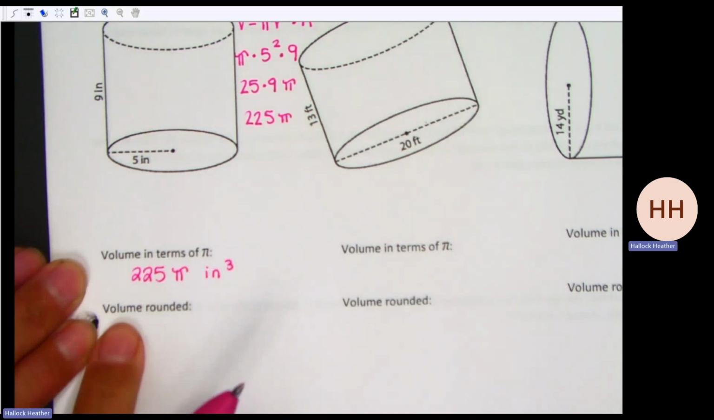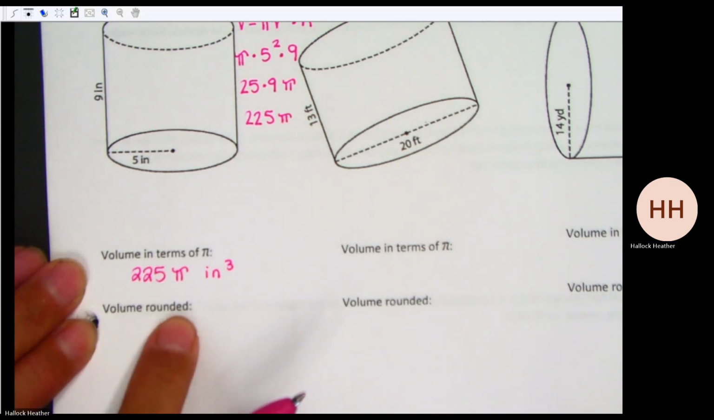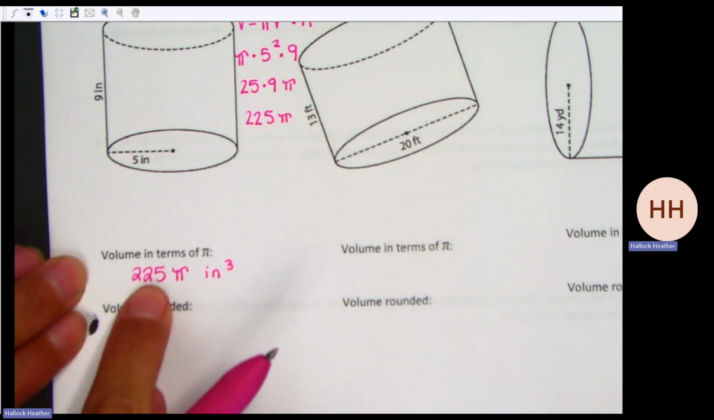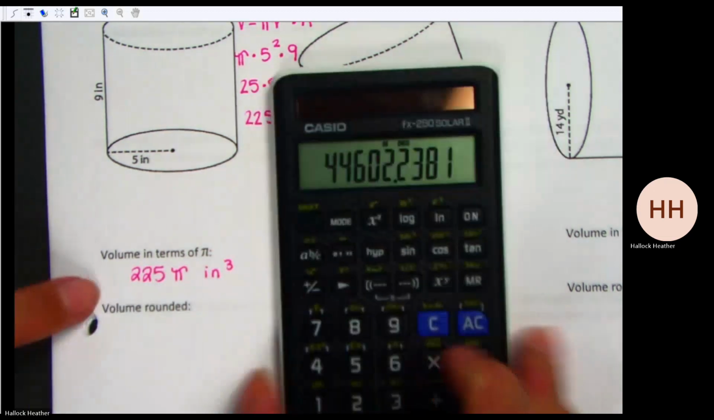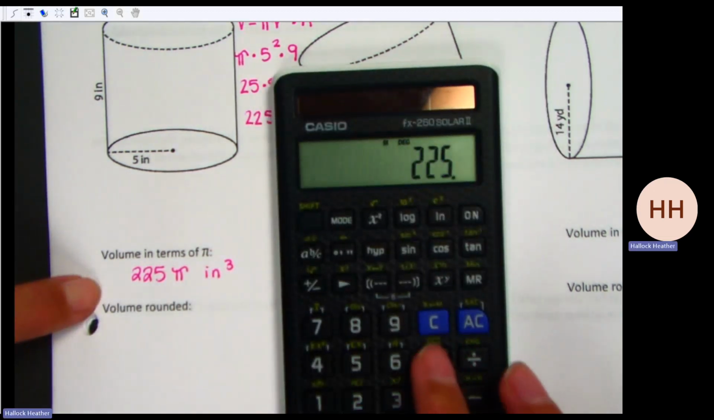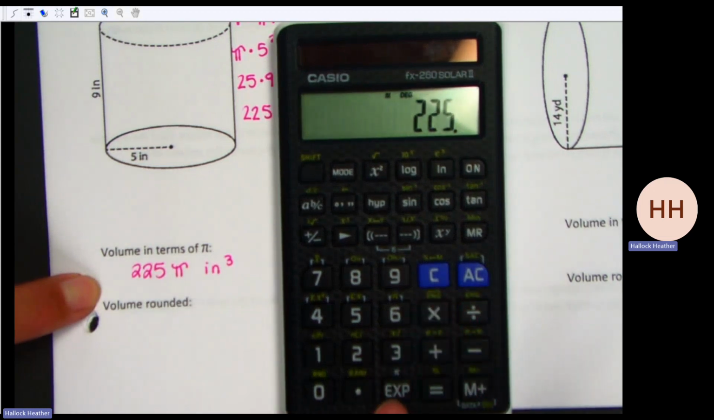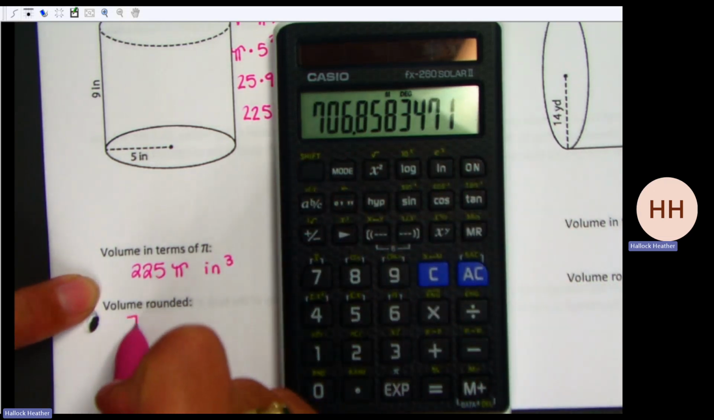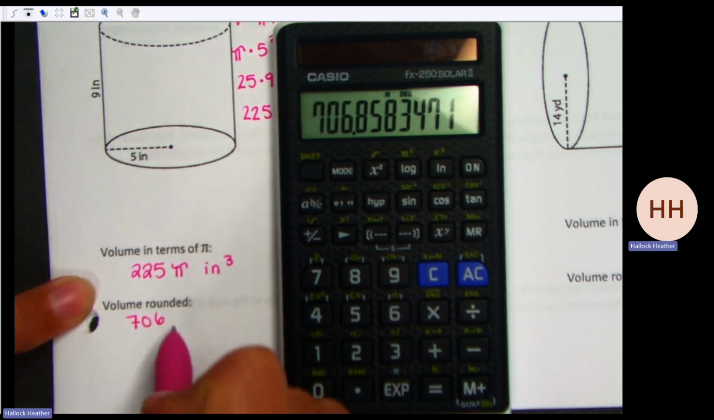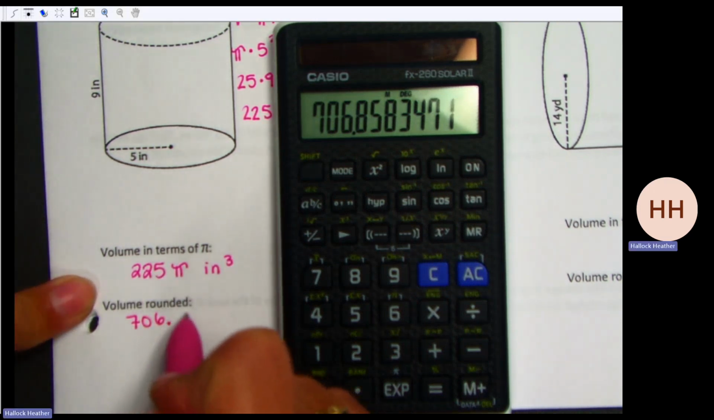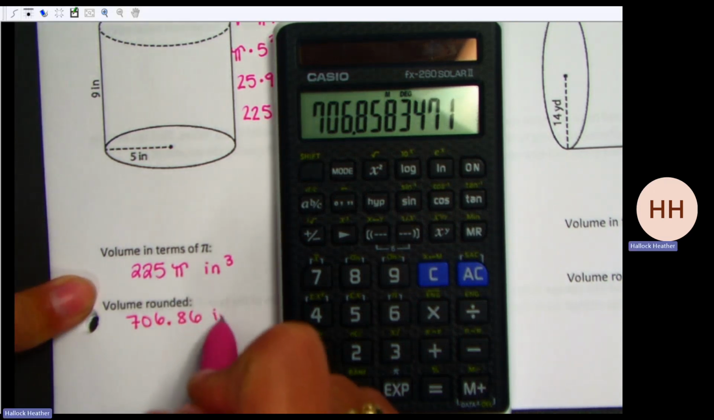If I want my volume rounded, I'm going to take this whole thing, which is 225, and I'm going to multiply by the pi button. The pi button is the EXP button. So I press times, EXP, pi shows up, press equals. So I get 706.86 inches cubed.